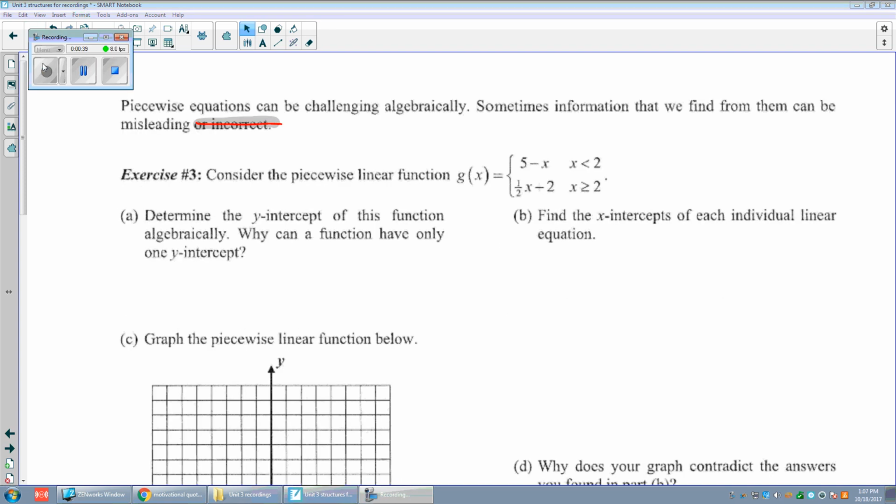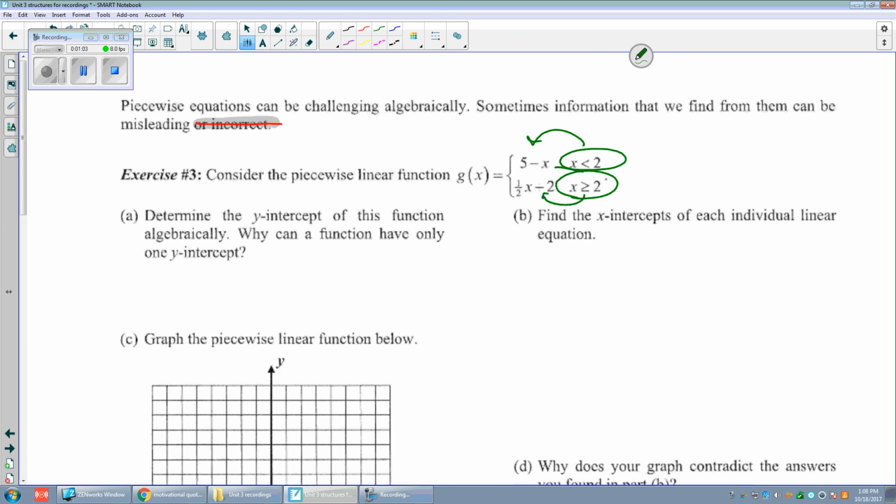Okay, piecewise equations can be challenging algebraically. Sometimes the information we find from them can be misleading. Now, I crossed off "incorrect." There's a contradiction, okay? Not incorrect, but there might be a contradiction. Consider the piecewise linear function g of x. When x is less than 2, we have 5 minus x. When x is greater than or equal to 2, we have 1/2 x minus 2. That's how you read that.